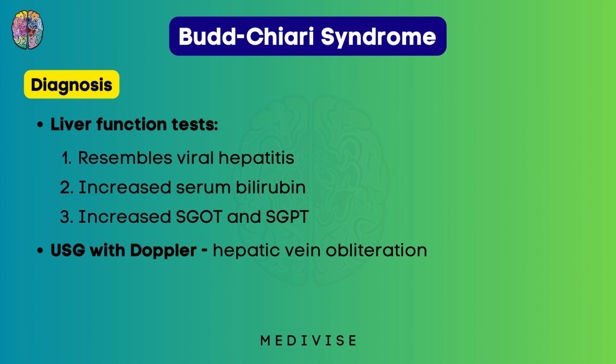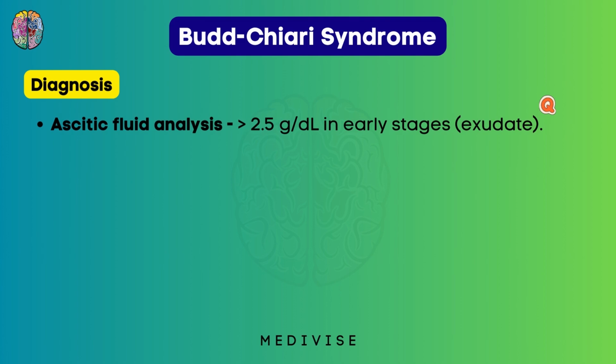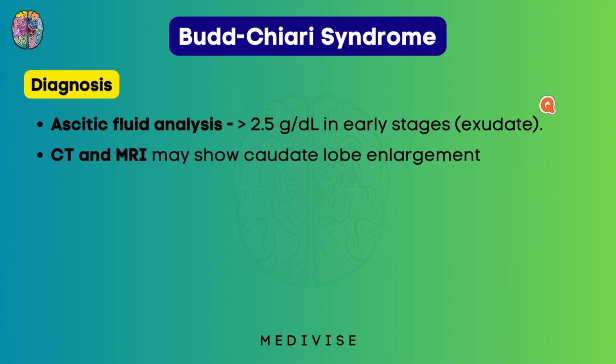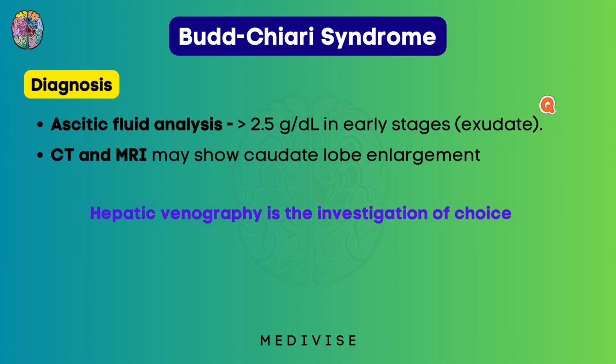Another very important point to remember is that in ascitic fluid analysis, the protein level will be more than 2.5 grams per deciliter in the early stages. This can be given as a very important hint in the MCQs. Apart from this, we can do CT and MRI, which will show caudate lobe enlargement. But if they are asking the investigation of choice, this is a hepatic venography.